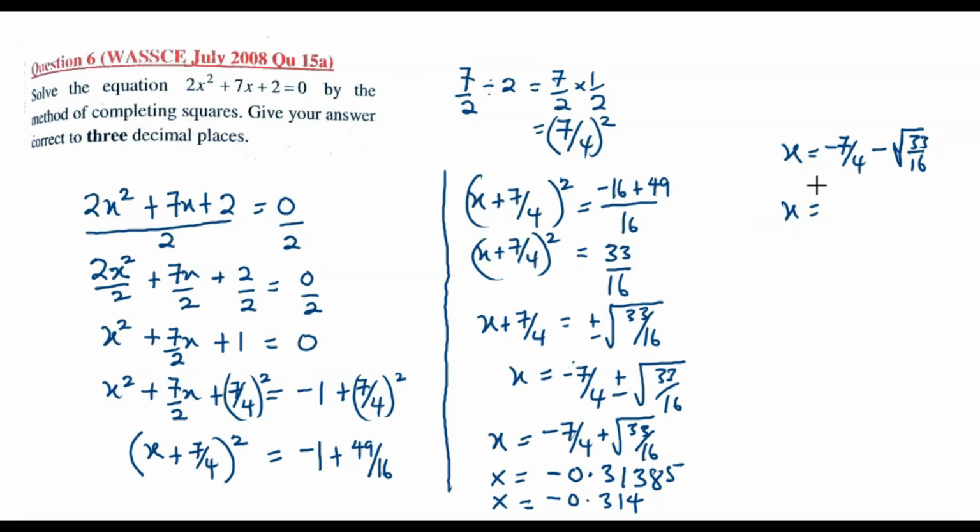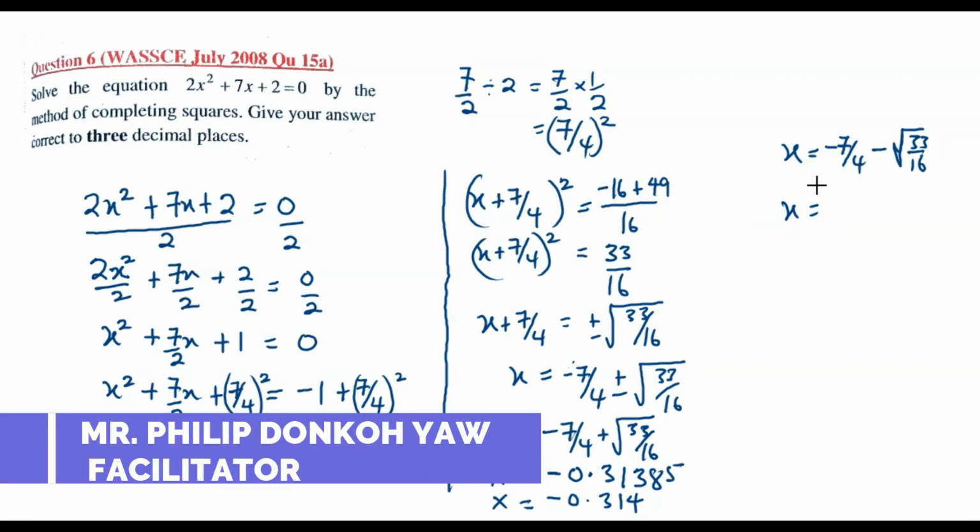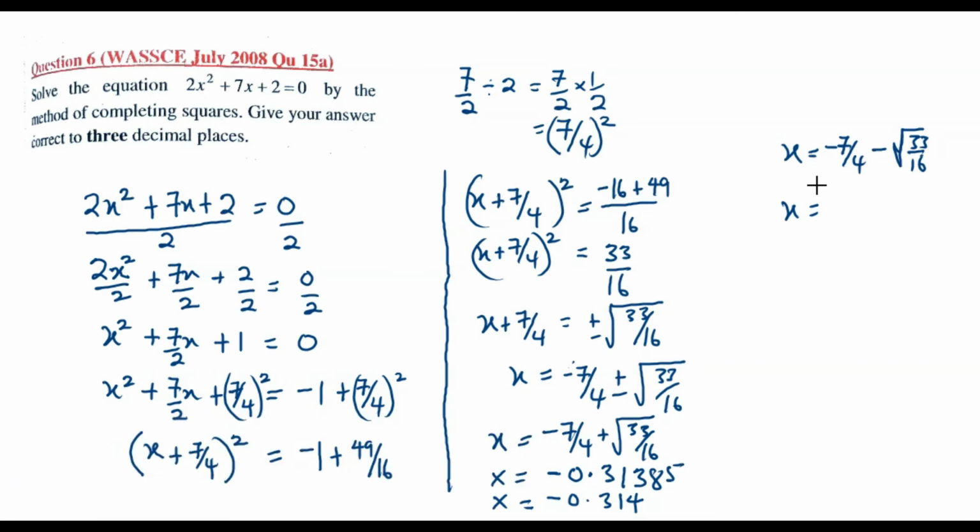Now the other solution, programming it on the calculator, we have negative 7 on 4, this time minus root of 33 on 16, and that gives us an answer of negative 3.1861, which is approximately, to 3 decimal places, negative 3.186.